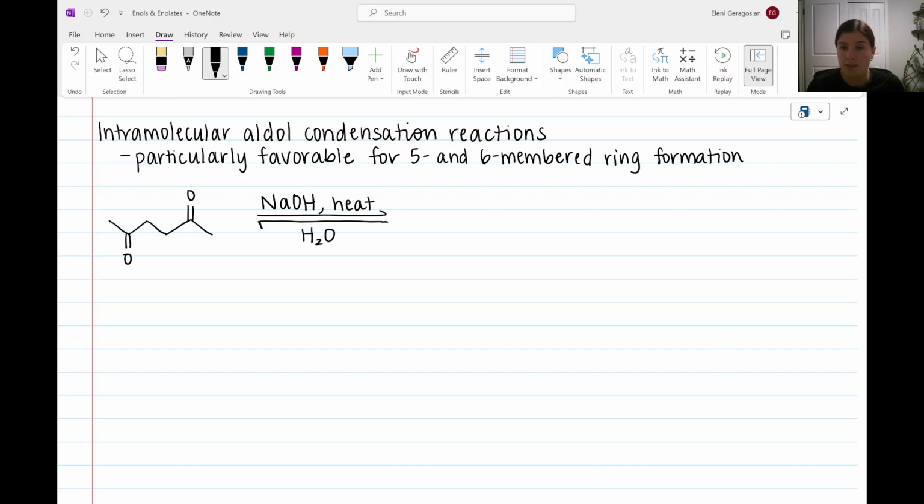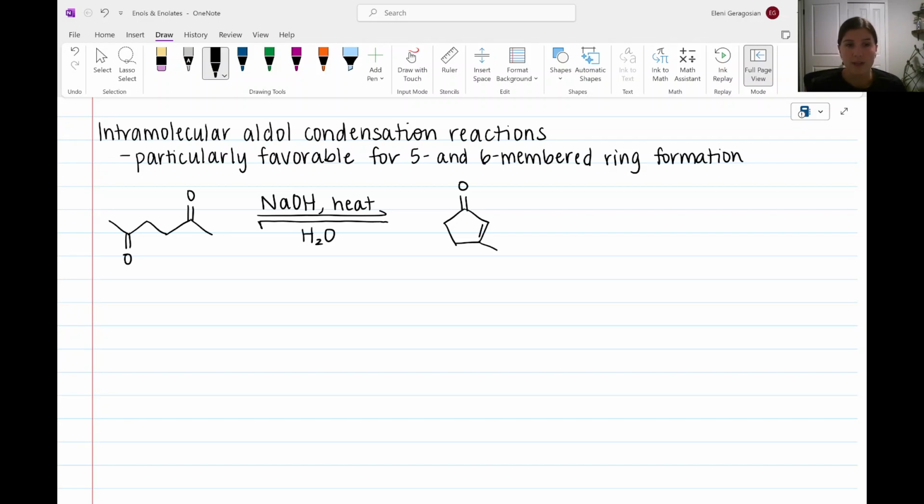And let's say we're given the product this time, and we are going to write out the mechanism. So if you're given starting material and product and asked to draw out the mechanism, here is what the product would look like. We're doing a full aldol condensation reaction, forming a carbon-to-carbon double bond, and we still have our carbonyl in the product. Notice that we're forming a 5-membered ring. So this is a stable product. Remember, these reactions are particularly favorable for 5 and 6-membered ring formation.